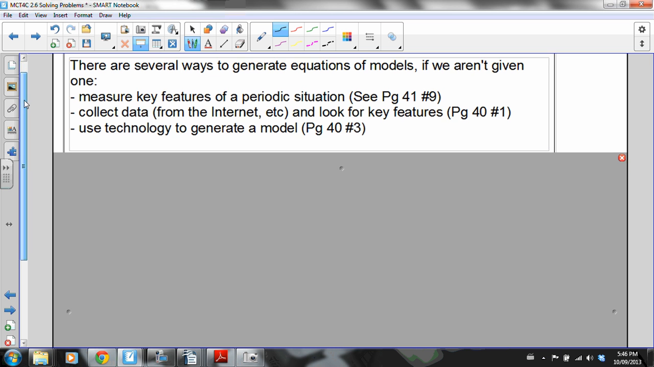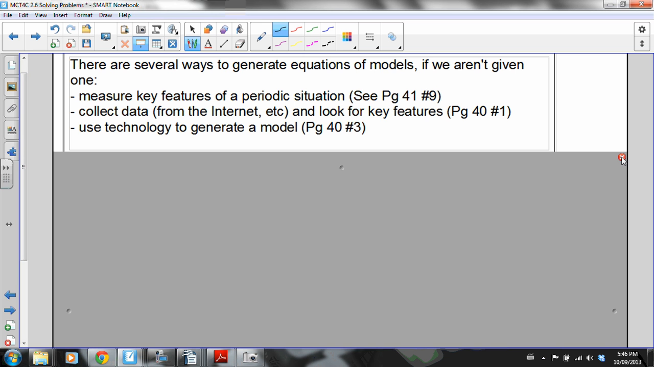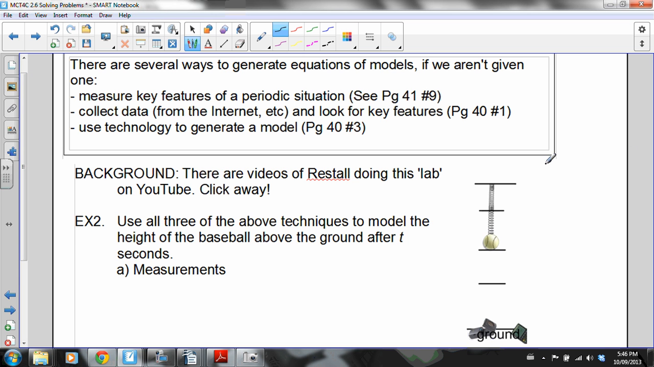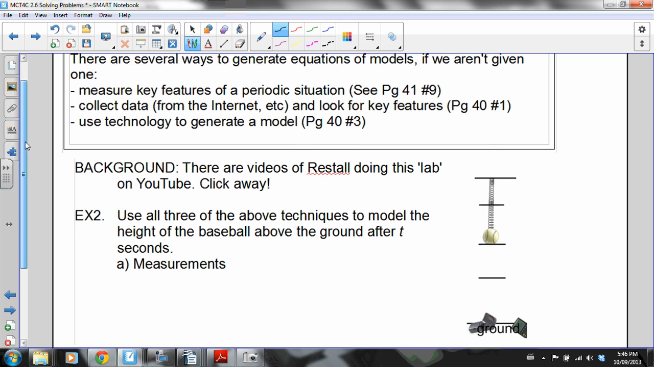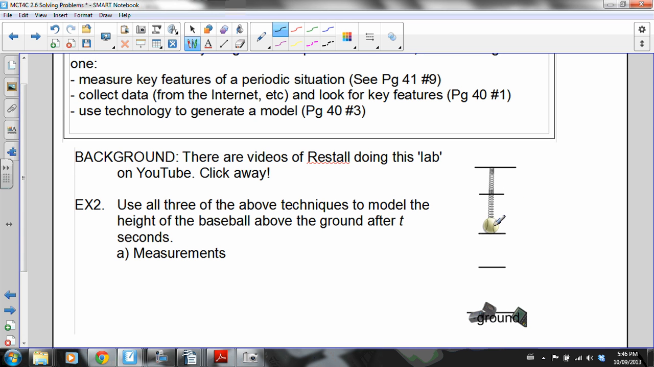So I've actually posted a video, a little silly video of me demonstrating this lab. There was a spring and a baseball, and I pulled it down a little bit and it started bouncing up and down. It could model a piston in an engine or a bungee jumper or something like that. I'm going to go through these three ways and come up with an equation for the same situation three different ways. So this is the ceiling, this is the ground, and there's the little CBR that I used in part 2.